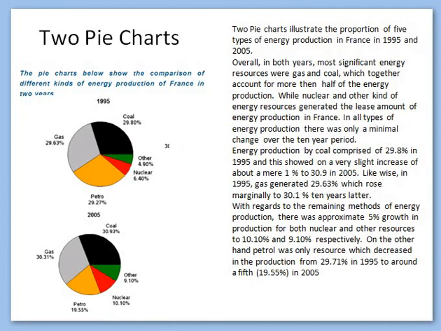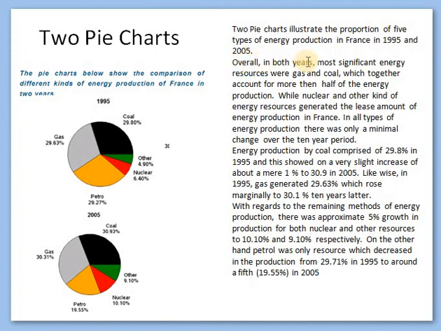So here are 2 pie charts showing the comparison of different energy production in 2 years in France. So oil, gas, petrol, nuclear, other and coal resources are here. Let's start this example. The 2 pie charts illustrate the proportion of 5 types of energy resources in France in 1995 and 2005.